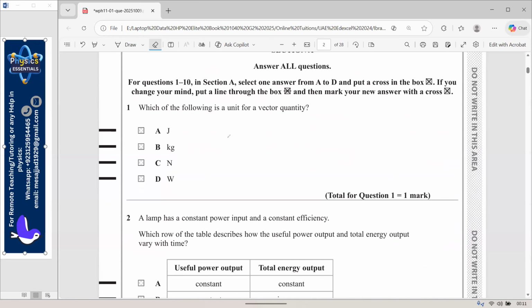Okay, question number one. Which of the following is a unit for a vector quantity? So you know that joule is the unit for energy, which is scalar. Kg is the unit for mass, which is scalar. Watt is the unit for power, which is scalar. So the only vector quantity is force. Question number two.